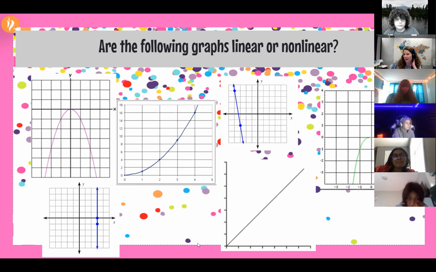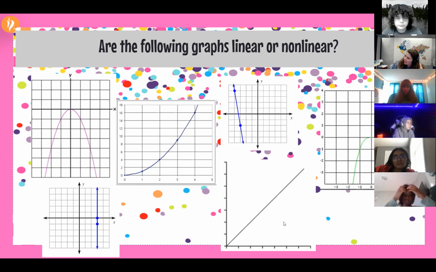All right, what about this one? Camden, is this linear or non-linear? This is definitely linear, isn't it? Good, Camden. That's a straight line. And then this one right here, Kylie, is this linear or non-linear? The last one is, what's the answer? This is linear.